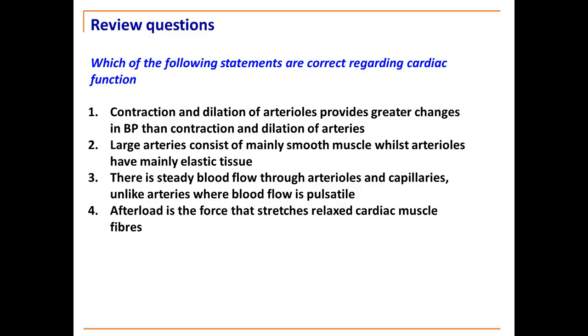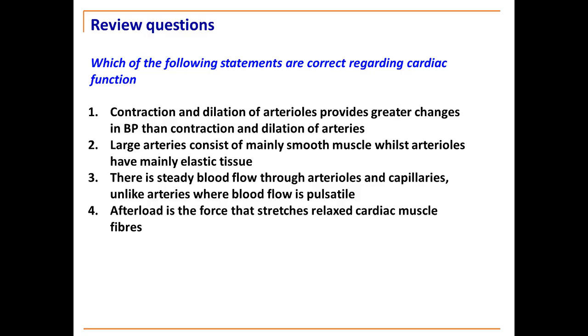Large arteries consist of mainly smooth muscle, whilst arterioles have mainly elastic tissue. That's obviously incorrect. It's the other way around. Your large arteries are nice and elastic, which allows them to bulge out and recoil following high pressure when the heart pumps, whilst your arterioles have smooth muscle, which allows them to contract and dilate, or contract and relax is probably a better word, to alter blood pressure.